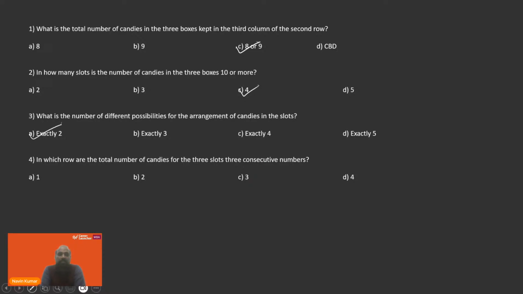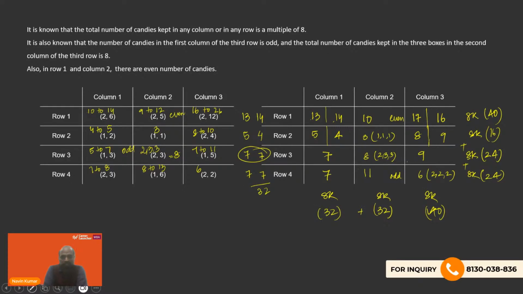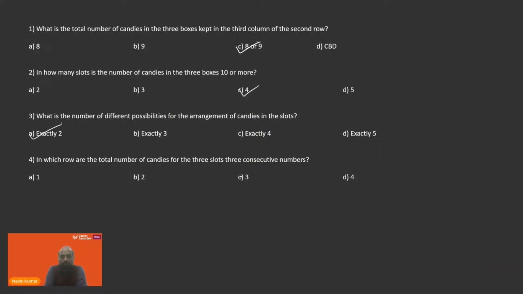Right? Next question, in which row are the total number of candies for the 3 slots 3 consecutive numbers? So we have to look row-wise. So 3 consecutive numbers we can see in row 3, right? 7, 8, and 9. So from the options, it's going to be C. So 3 questions out of 4, we have option C.